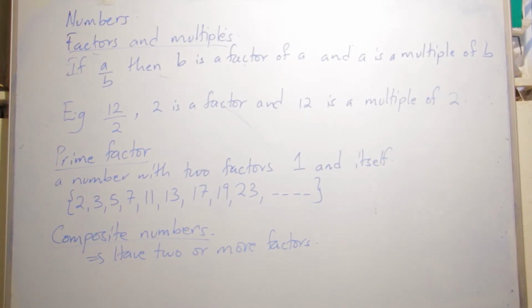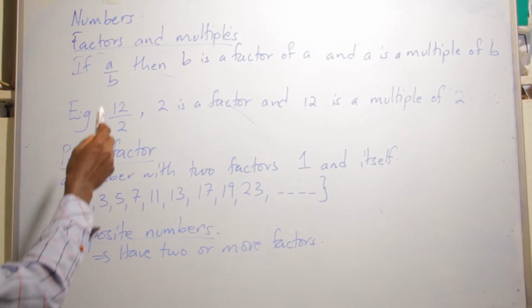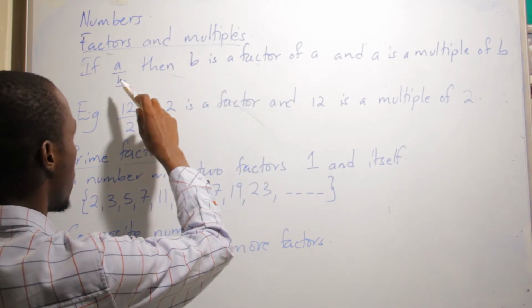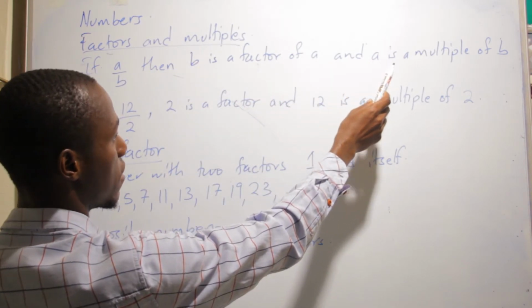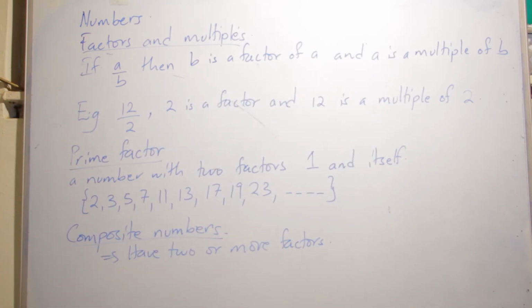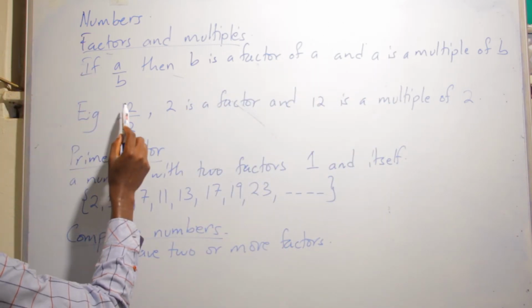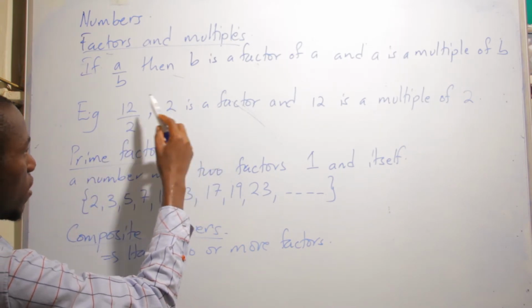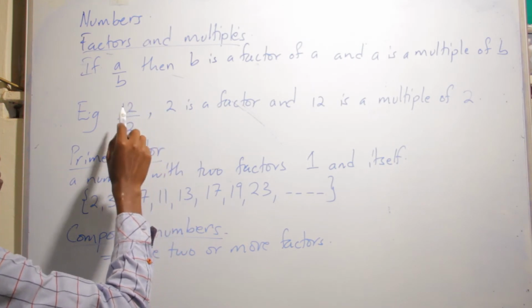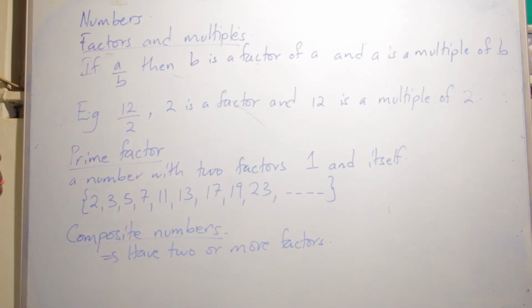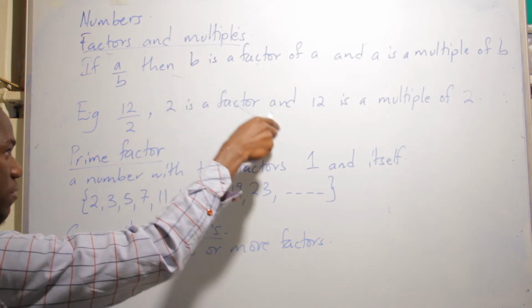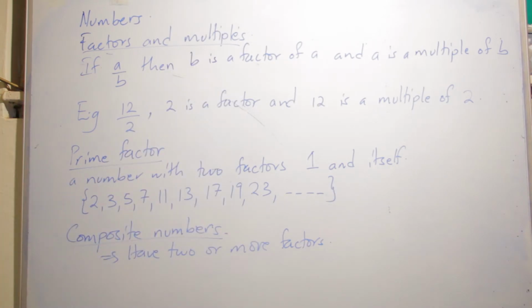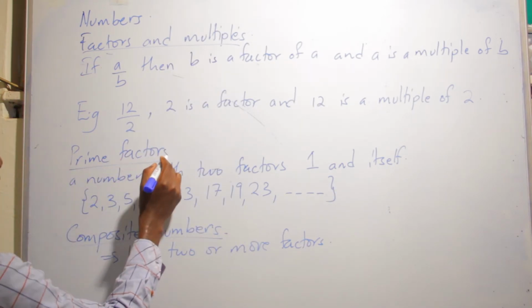So we can talk about the factors and multiples. We are saying if A divided by B, then B is a factor of A, and A is a multiple of B. For example, 12 divided by 2, the 2 is a factor of 12, and also 12 becomes a multiple of 2. If a number is a factor of another, then the other number is a multiple of the number which is dividing.